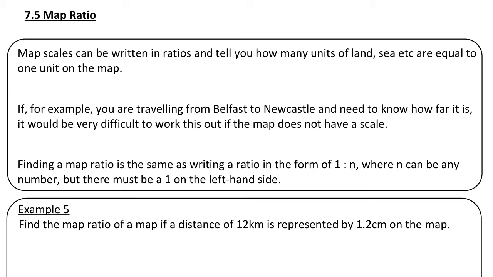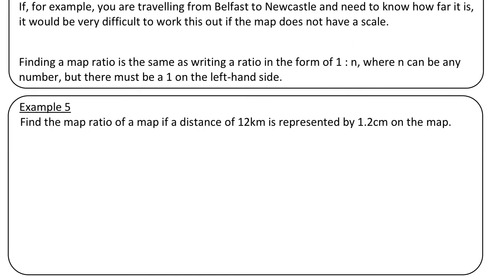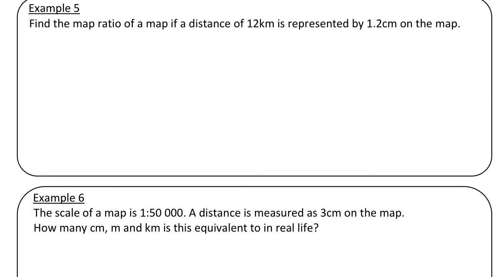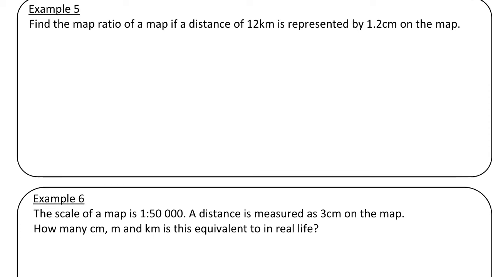So example 5, find the map ratio if the distance of 12 kilometres is represented by 1.2 centimetres on the map. So the map always goes first, so it's map to world, and we've got 1.2 centimetres is 12 kilometres. Now what we want in these is the same units. So right back at the start of ratio we said that we'd like them all in the same units before we simplify them. So we need to change the kilometres into centimetres, and we'll do that in steps.